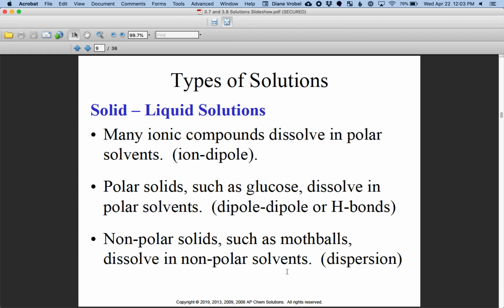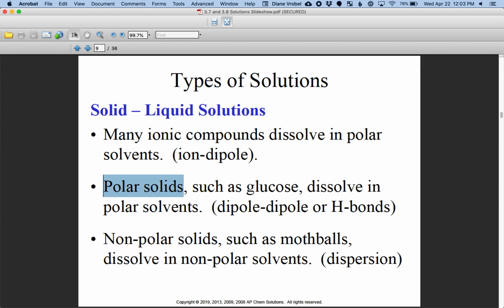Okay, you could have an example of a solid liquid solution. Typically, we're talking about ion dipole attractions. So maybe you have salt dissolved in water.